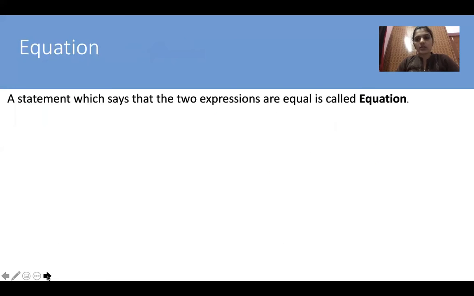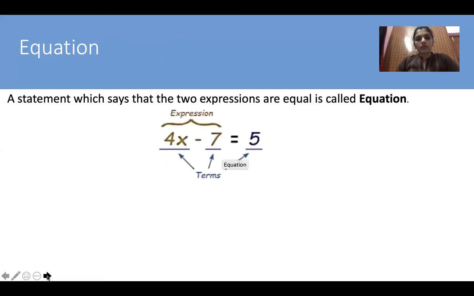Now, what is an equation? A statement which says that two expressions are equal is called an equation. This is an equation. Here we have two expressions, 4x minus 7 and 5. These are separated by an equal sign, so it is an equation.